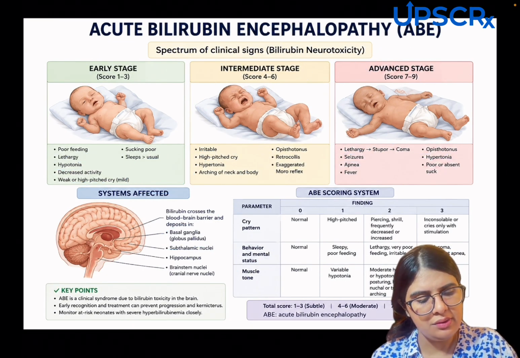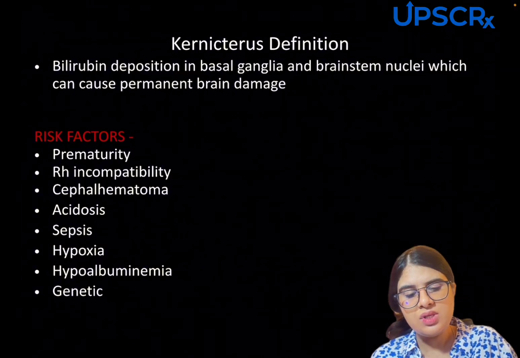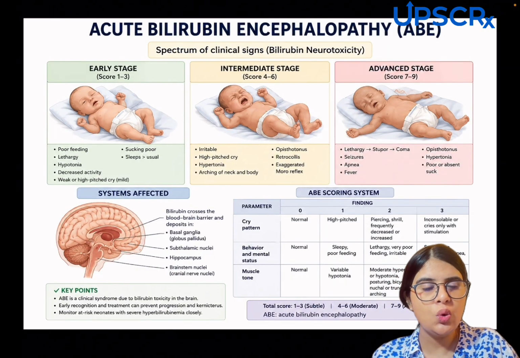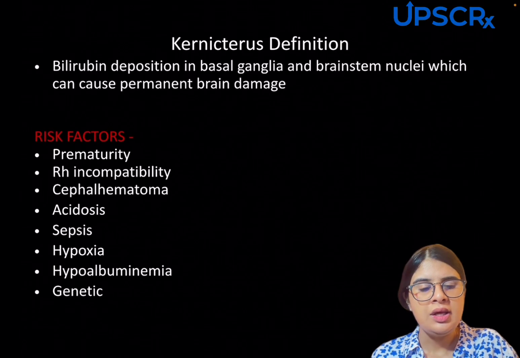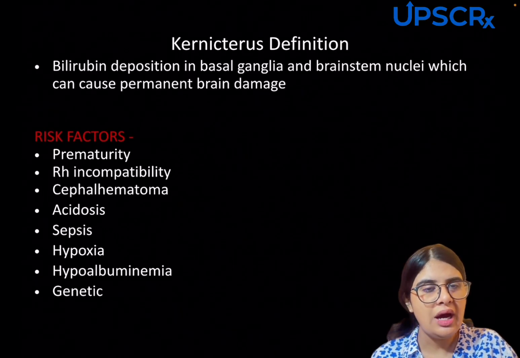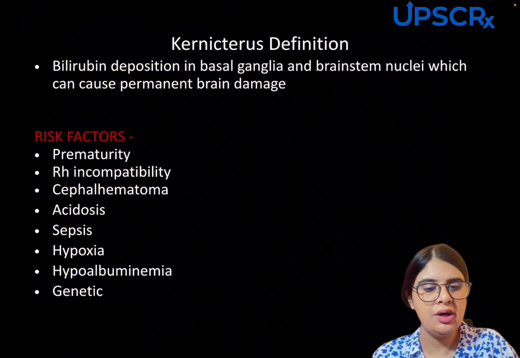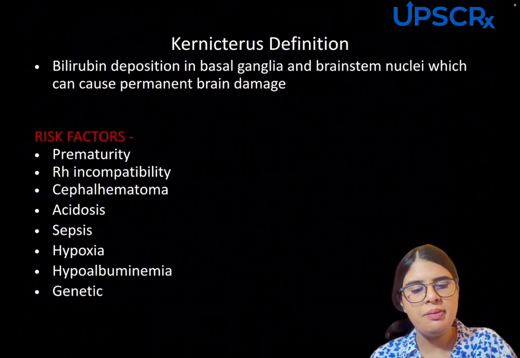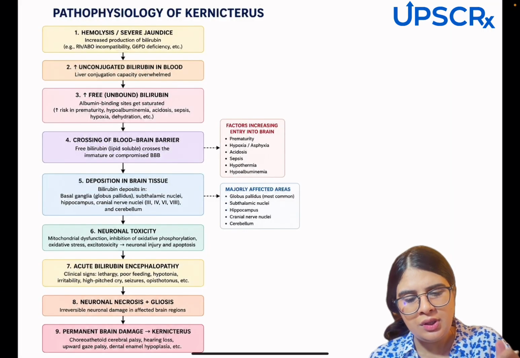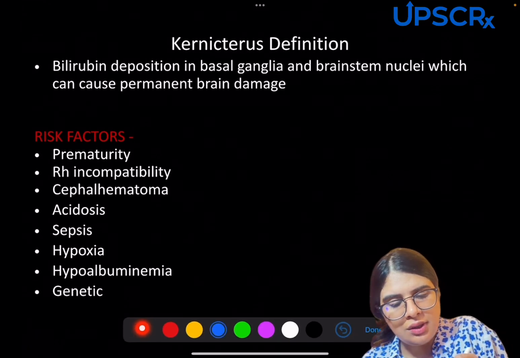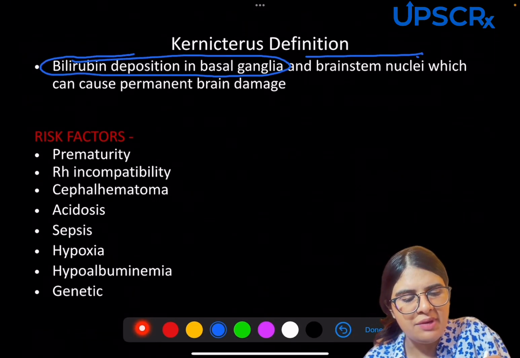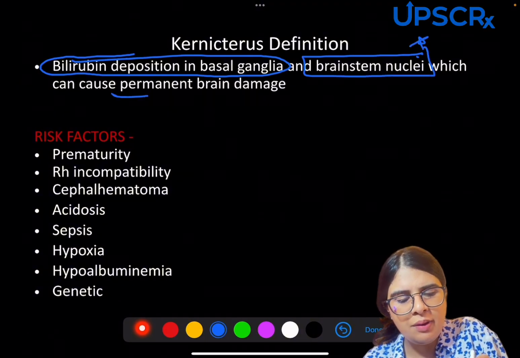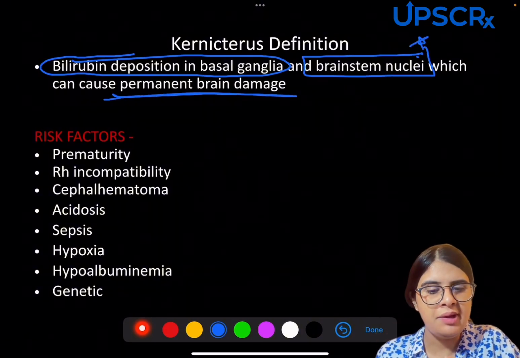Opisthotonus, hypertonia. Now let's see. This is about acute bilirubin encephalopathy. This is because of acute neurotoxicity. Here, kernicterus is chronic and there is permanent damage. Bilirubin will go and deposit in the basal ganglia, in the brainstem nuclei, and there will be permanent brain damage.